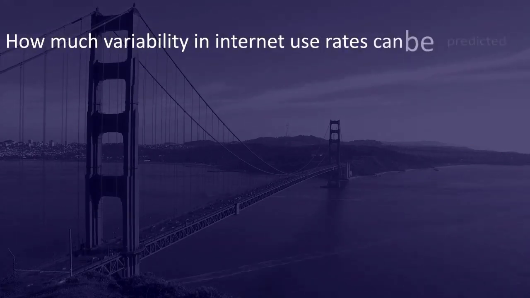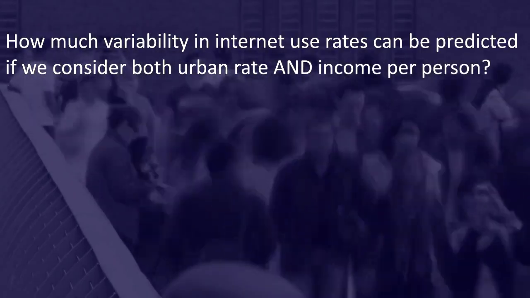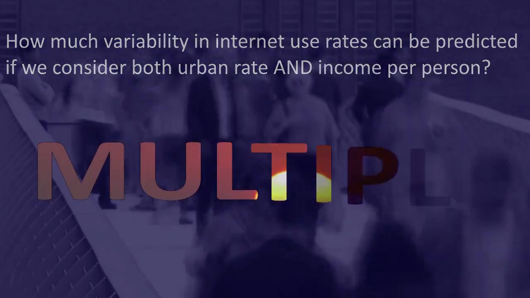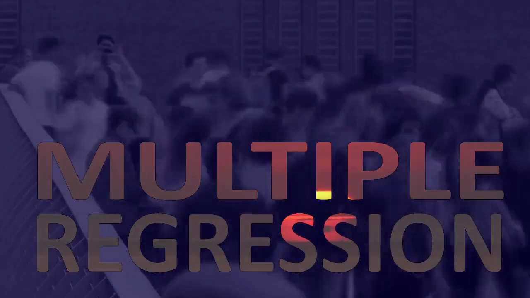You might be wondering how much variability in internet use rates can be predicted if we consider both urban rate and income per person. A multivariate inferential tool called multiple regression can be used to answer this question, and we'll discuss that in the future.